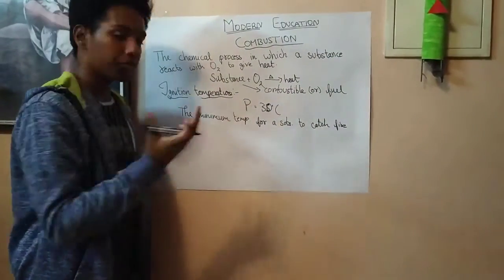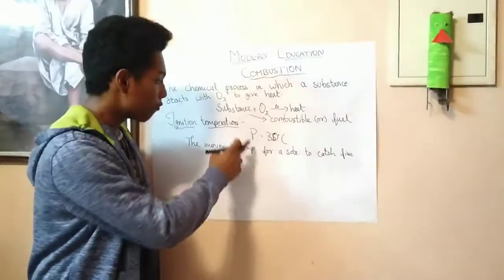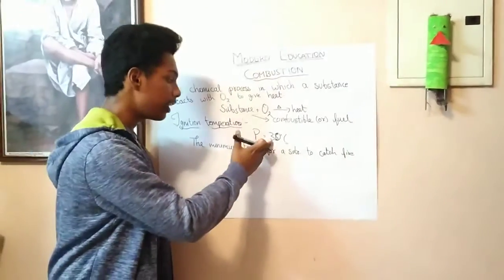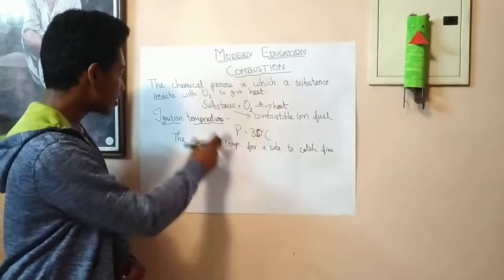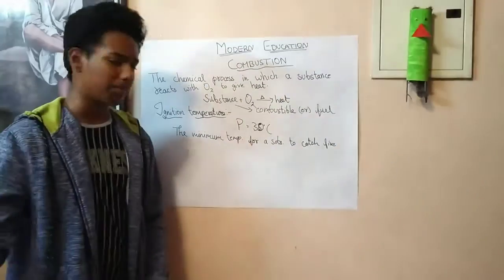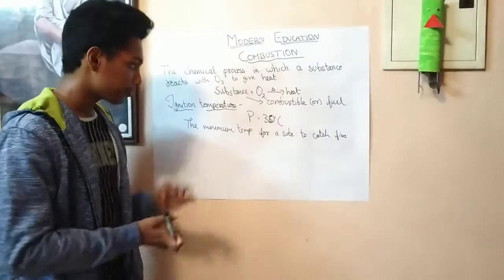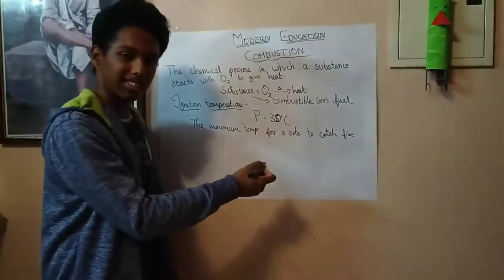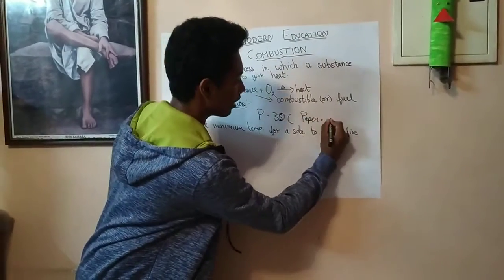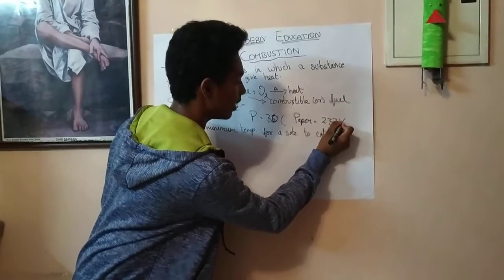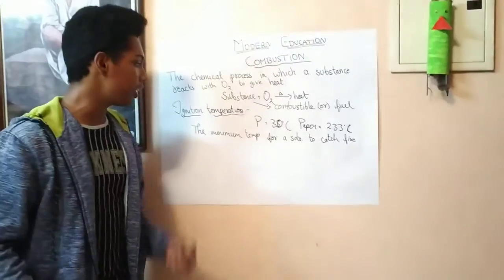If the heat is less than 30 degrees Celsius, phosphorus cannot catch fire. If it's 30 degrees or more, then phosphorus can easily catch fire. So this is what ignition temperature is. They can ask many questions, like what is the ignition temperature of different substances. As we know, for phosphorus it is 30 degrees. For paper, just for your extra knowledge, the ignition temperature is 233 degrees Celsius.